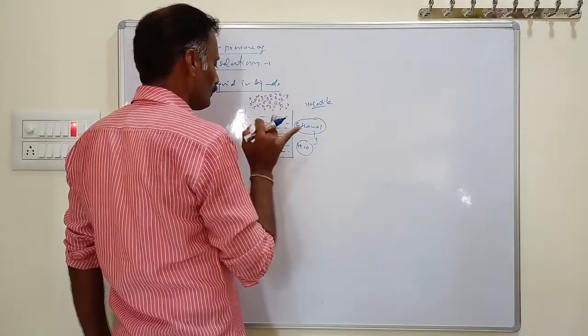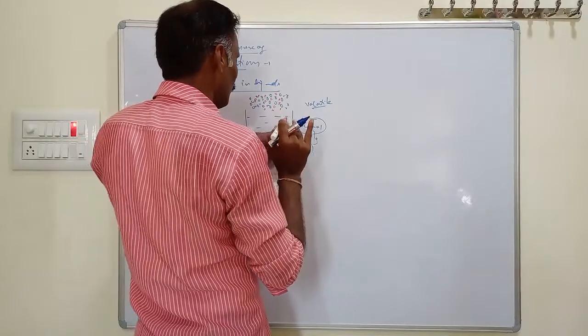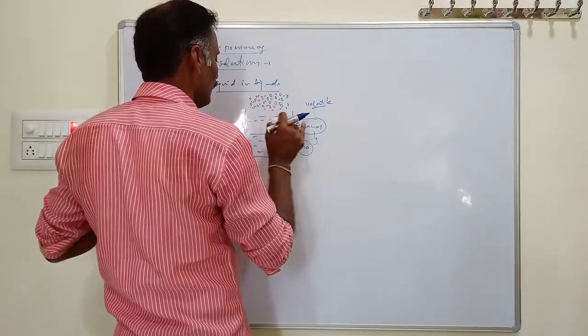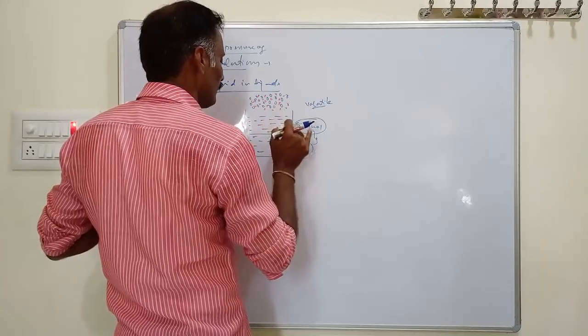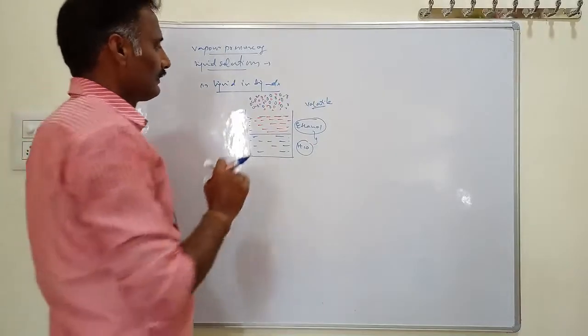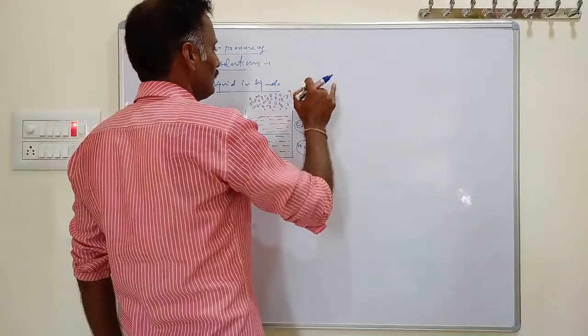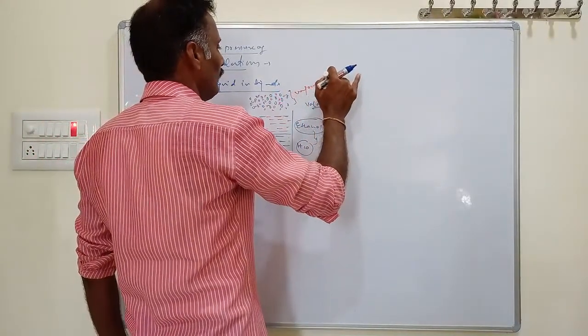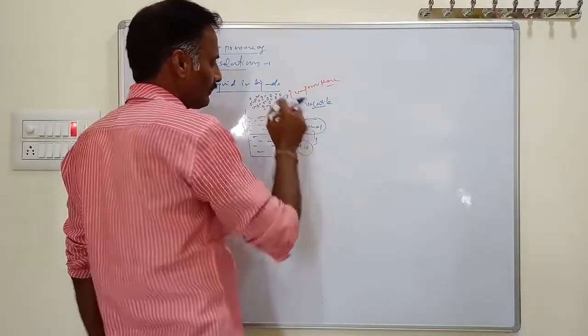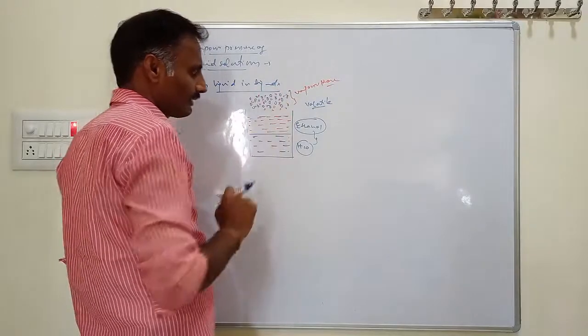This is, for example, using different colors simply for identification. This is alcohol. This is for this solution here. This is called the vapor phase. In the vapor phase, we have two components: one is ethanol and one is water. Both molecules are present in the vapor phase.